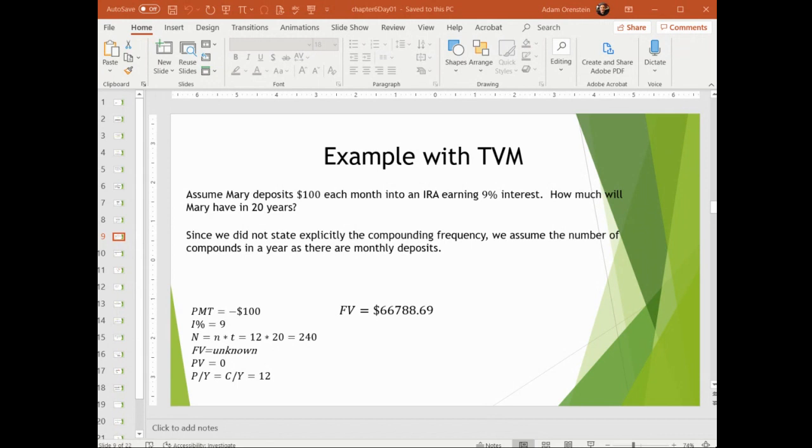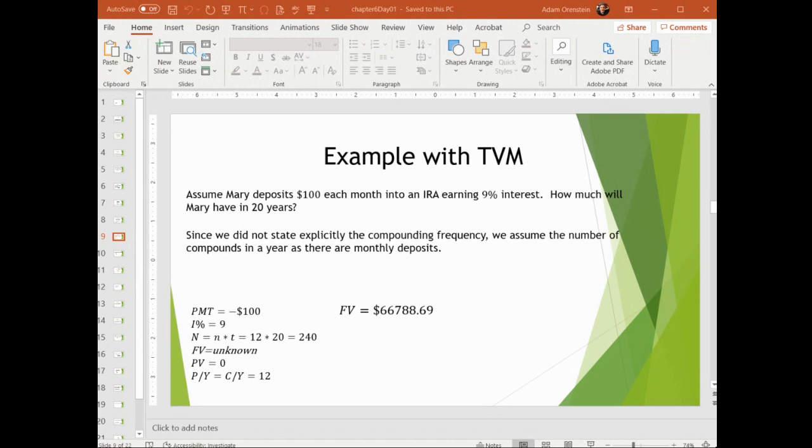We want to know how much will be in the account later. So FV is what we want to figure out. PV, that is 0. There's nothing in there initially. And these two are just 12, P slash Y and C slash Y. These two are both 12. The number of compounding periods per year, the number of payments per year, okay?